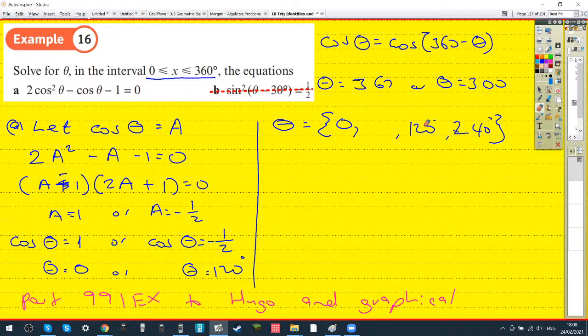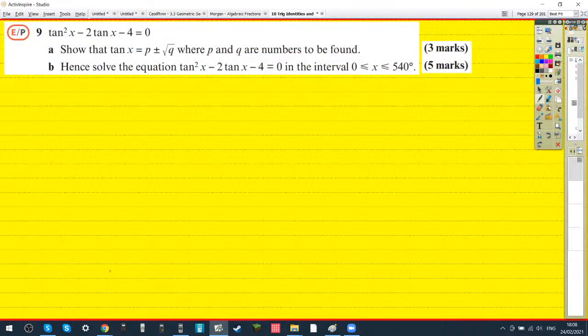So 0, 360, 120, 240. Great. Big picture, let the smallest one, the one that isn't squared, be equal to some dummy variable like A, and then unlet it once you've done what you need. It just makes it a bit easier.